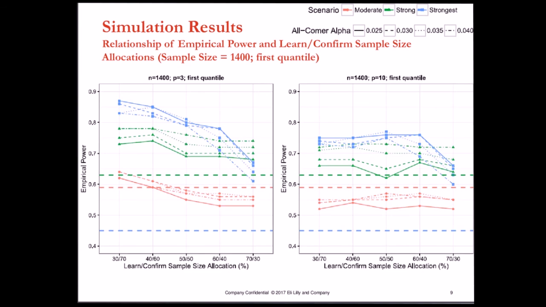Let's go back to page 9. Under the small or moderate sample size, and when the biomarker effect is the strongest, as shown in blue, the highest power is generally observed under the even split of alpha, the solid line here, 0.025 for testing the all comers. However, such even splits often give us the lowest power if the predictive effect is not that strong, as we show here in green and in red.